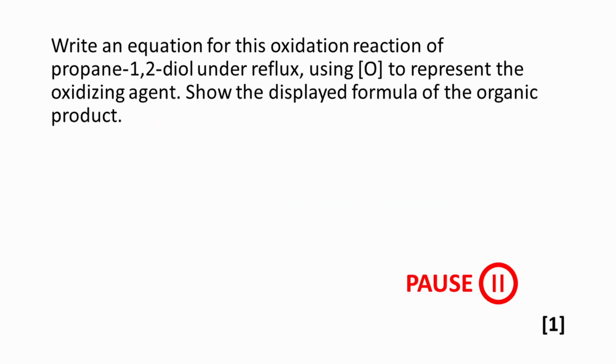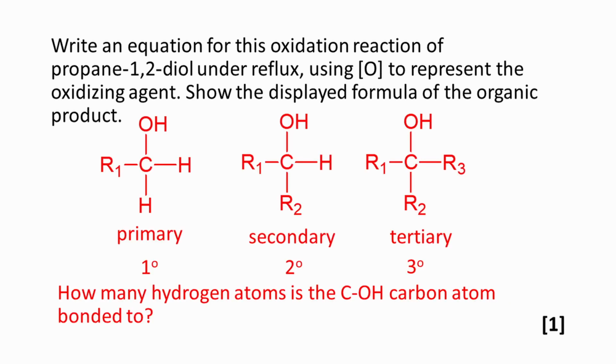Here's the next part of the question. Write an equation for this oxidation reaction of propane 1,2-diol under reflux using O in square brackets to represent the oxidizing agent. Show the displayed formula of the organic product. Alcohols can be classified as primary, secondary or tertiary. This depends on how many hydrogen atoms the C-OH carbon is bonded to.